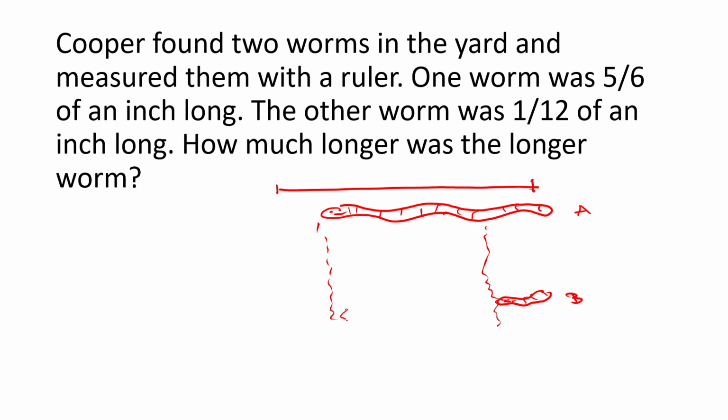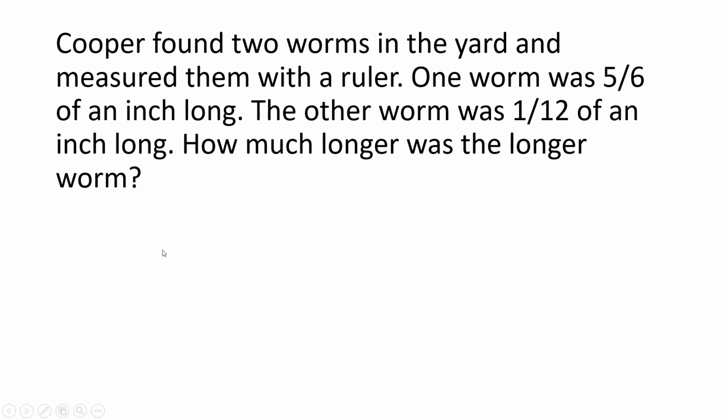So how do we figure it out? We subtract. We subtract the second length from the first length. So what does that mean? We have 5/6 minus 1/12, and that's it. We subtract 5/6 minus 1/12, finding the LCD. In this case, the LCD is 12. So we want to change 5/6 minus 1/12 such that the denominators are both 12.